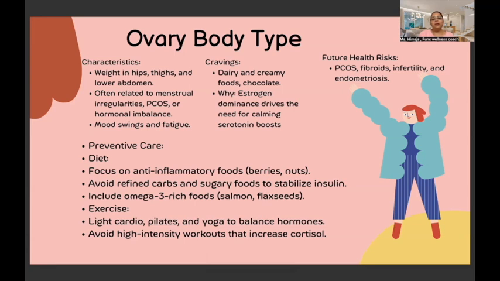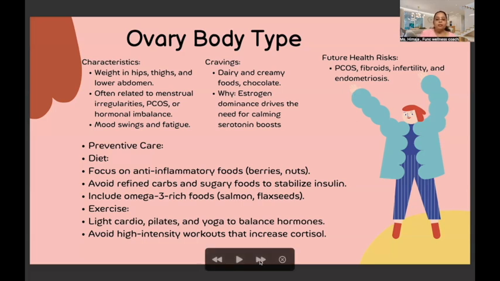Now, what is the preventive care and diet that needs to be taken? We have to focus on anti-inflammatory foods like berries and nuts. We have to completely avoid refined carbohydrates and sugary foods to stabilize insulin in the body. And we have to include omega-3 rich foods like salmon and flax seeds. When coming to exercises, light cardio, pilates and yoga balance our hormones. We have to avoid high intensity workouts, which increase the stress hormone cortisol in our body.